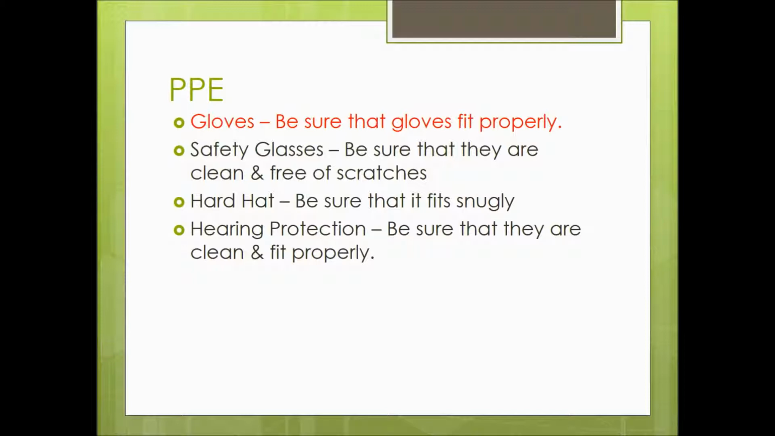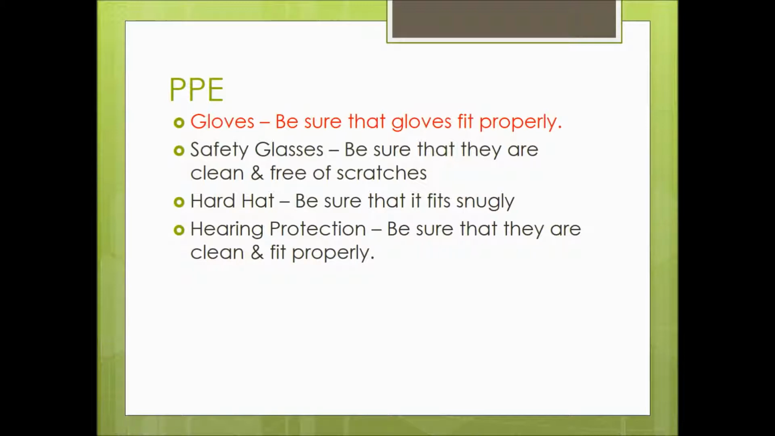One of the ways workers can stay safe is by using PPE. Now there's a lot of different types of PPE, which, by the way, stands for Personal Protective Equipment. We're only going to talk about your four basic types of PPE right now. Number one is gloves. These should fit properly. Number 2, safety glasses. 3 is hard hat. And 4 is hearing protection.